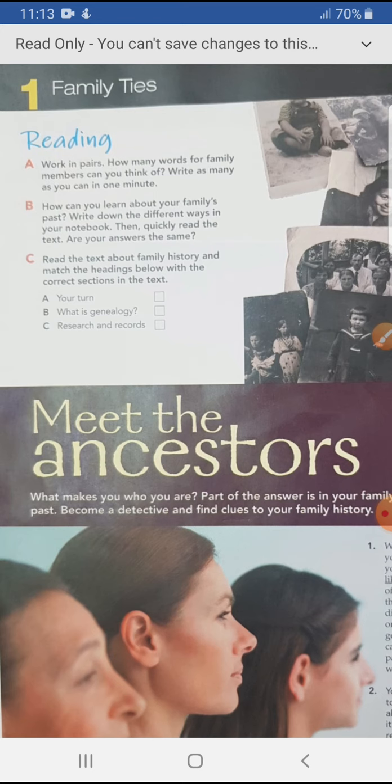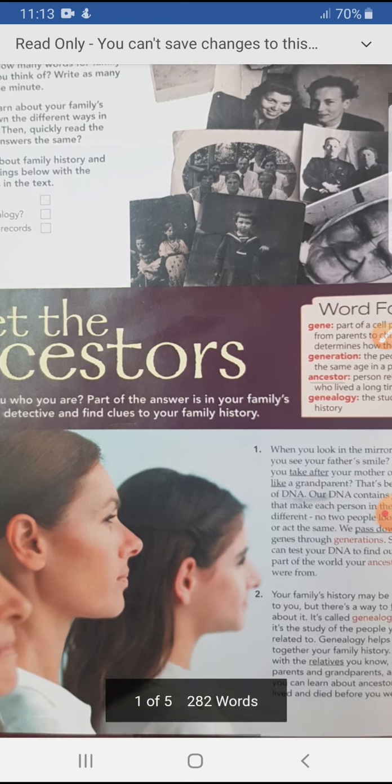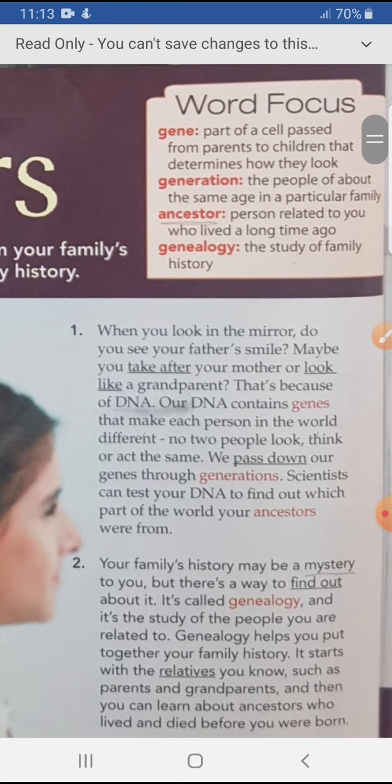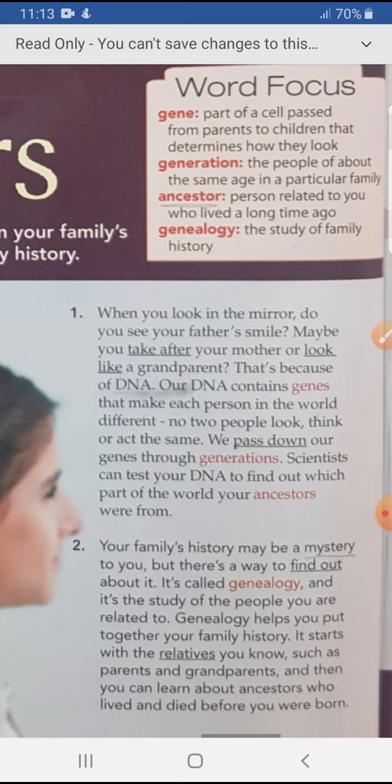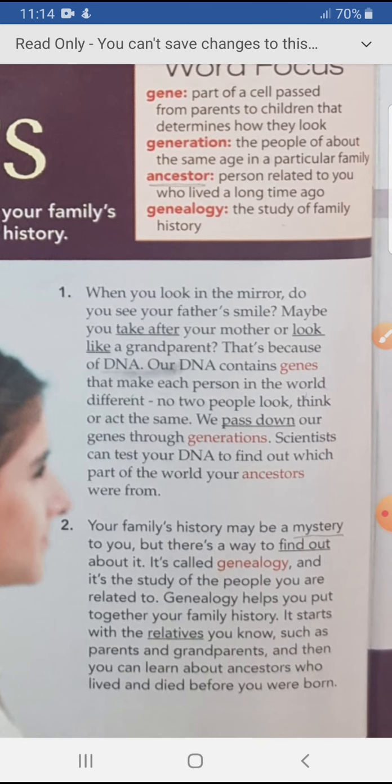What makes you who you are? Part of the answer is in your family's past. Become a detective and find clues to your family history. When you look in the mirror, do you see your father's smile? Maybe you take after your mother or look like a grandparent. That's because of DNA. Our DNA contains genes that make each person in the world different. No two people look, think, or act the same.